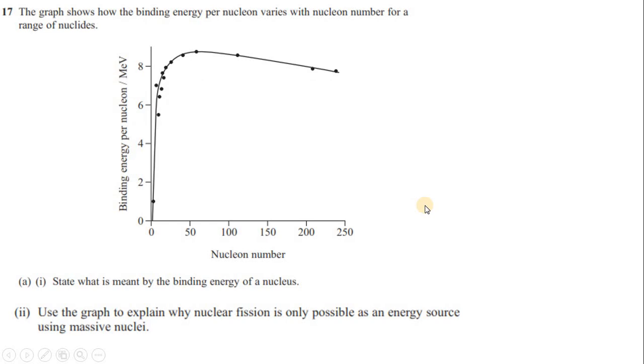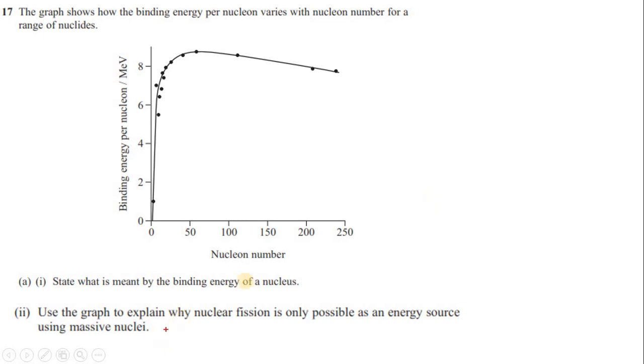The graph shows how the binding energy per nucleon varies with nucleon number for a range of nuclides. State what is meant by binding energy of a nucleon or binding energy of a nucleus.